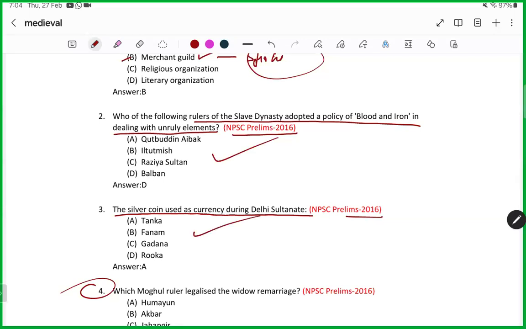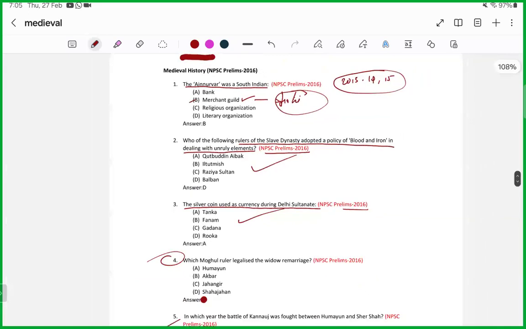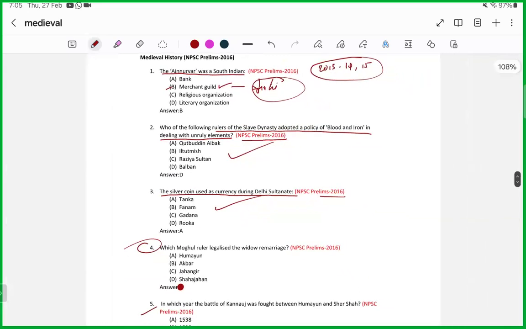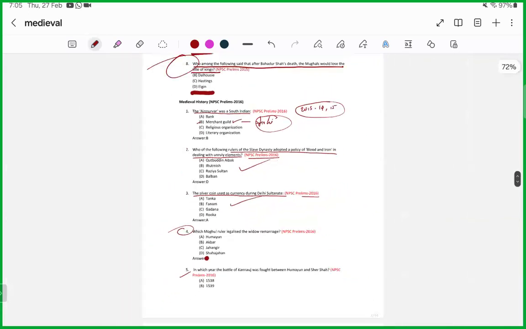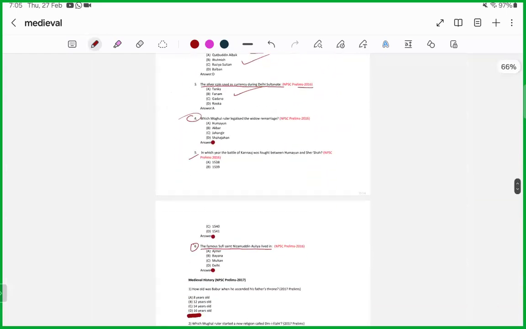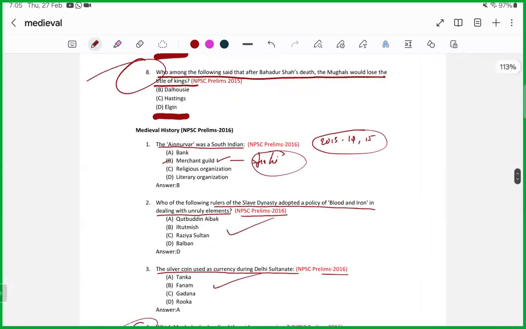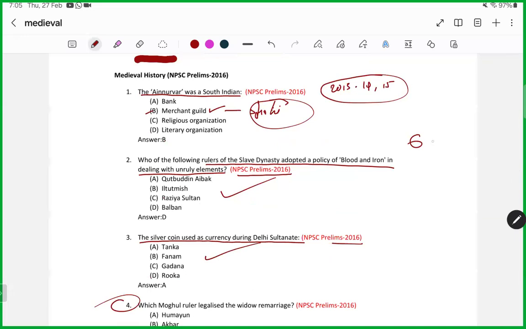So as you can see, medieval or ancient, just know what to study and what not to study. As you can see, only 6 questions came in 2016 prelims. Then 6 to 7 questions from the ancient, and then around 20 questions from the modern period.